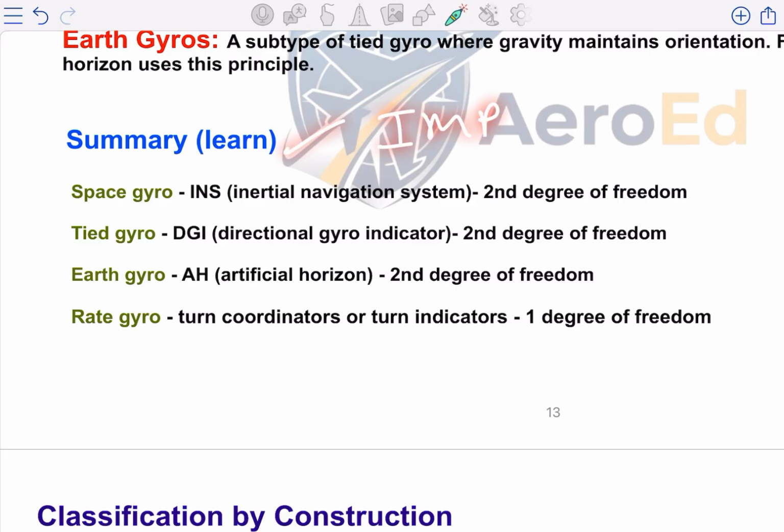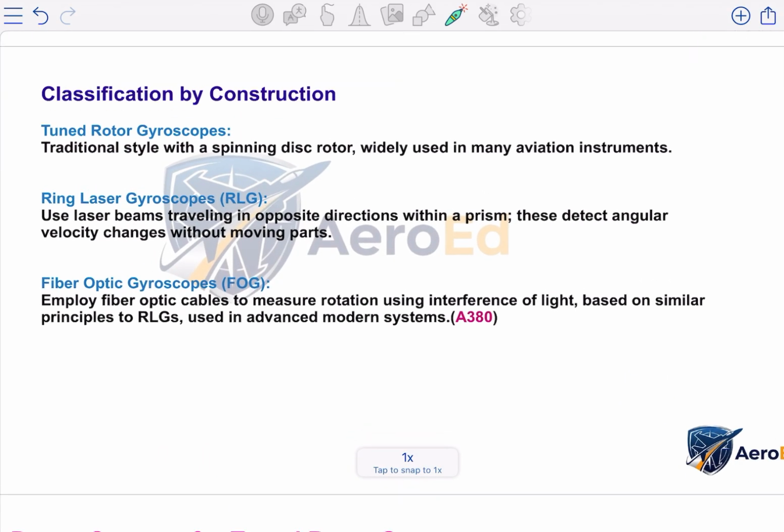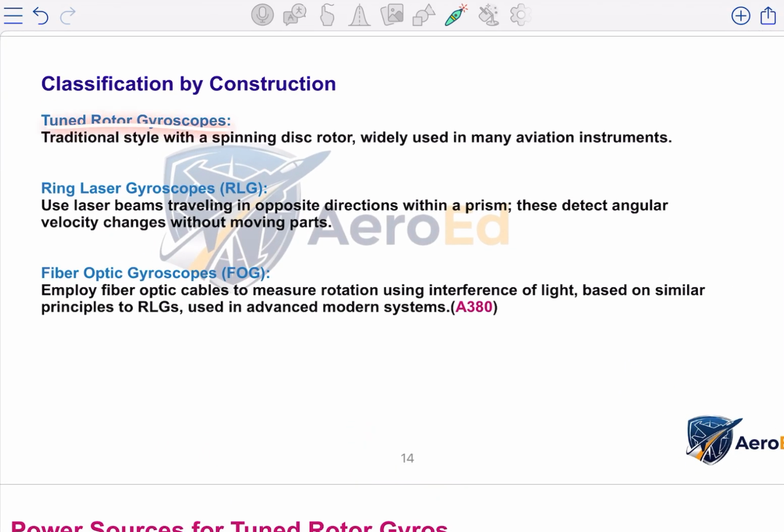Next is classification by construction. There are 3 classifications: tuned rotor gyroscopes, ring laser gyroscopes and fiber optic gyroscopes. So let's read this. Tuned rotor gyroscopes are the traditional style with a spinning disc rotor, widely used in many aviation instruments. All the instruments we were already studying use this spinning disc, which is the rotor that was spinning, right?